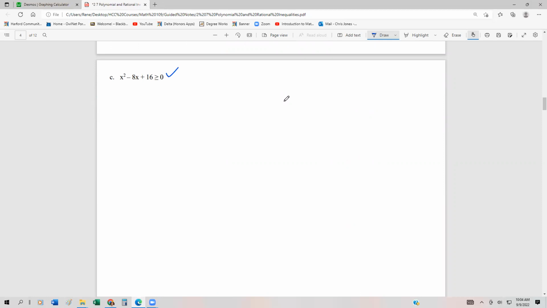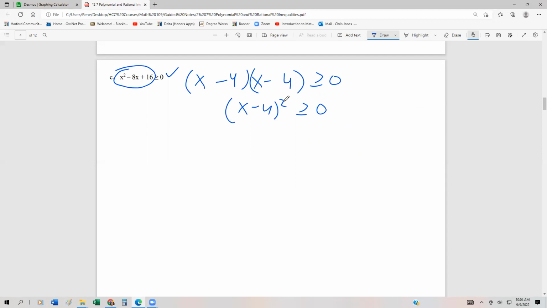Done. Next thing we do is we take the polynomial and we try to set it to 0 to find our boundary values. Okay. So we're going to factor it. If I factor this, we know that the two numbers that multiply to be 16 are 4 and 4, and to add up to -8, we need a negative and a negative. So we get x minus 4 squared is greater than or equal to 0.